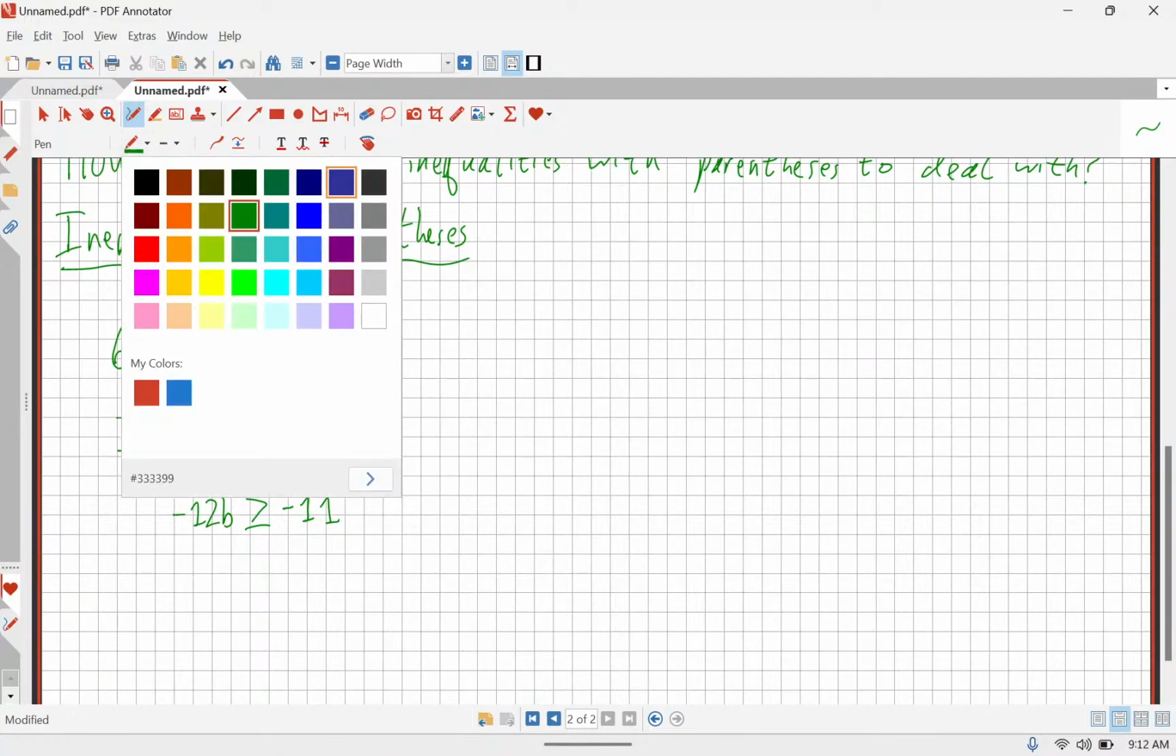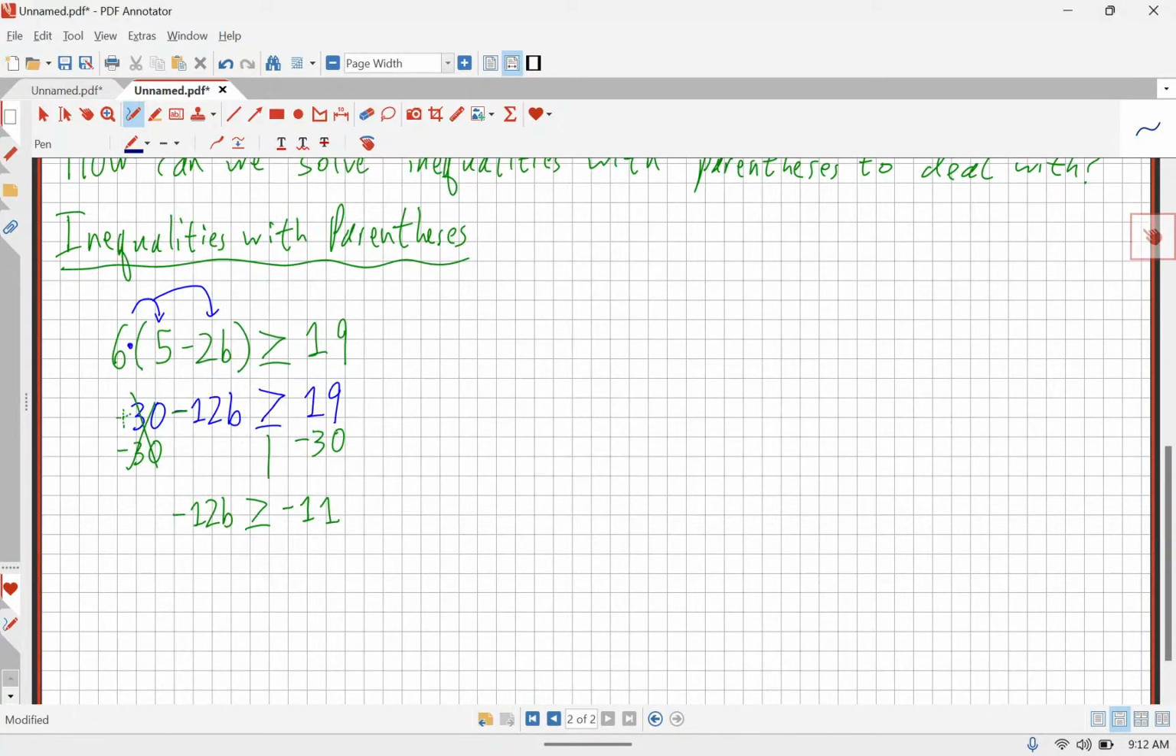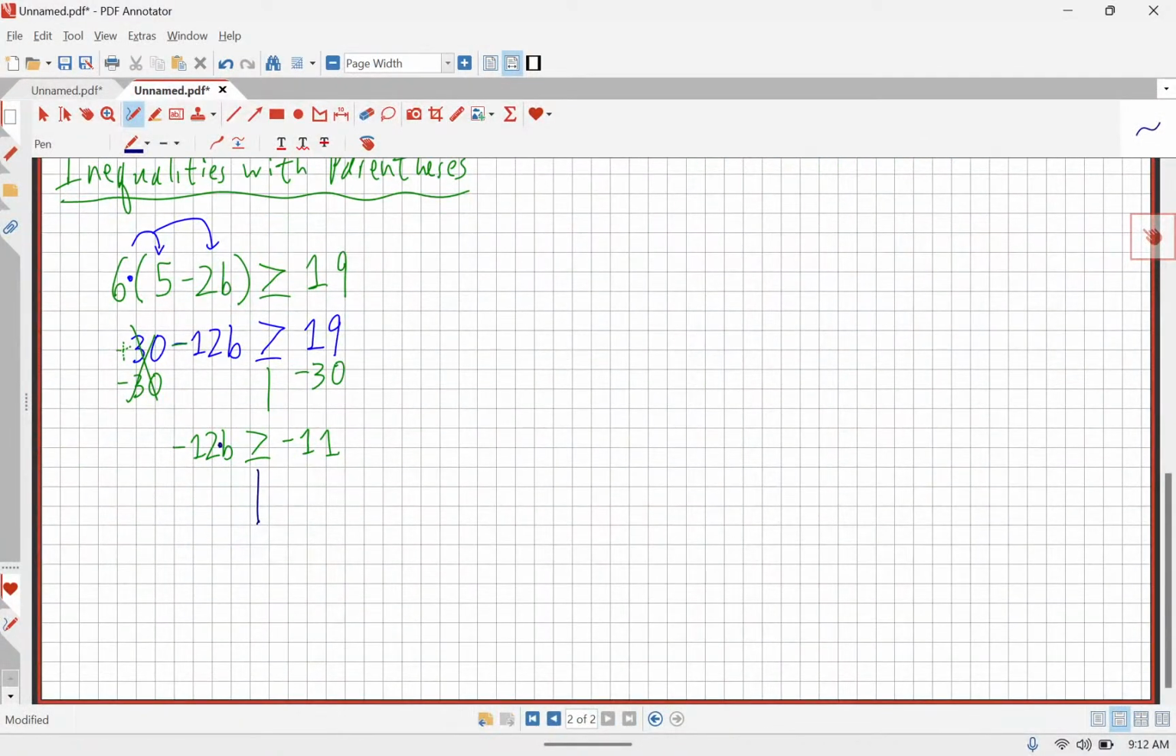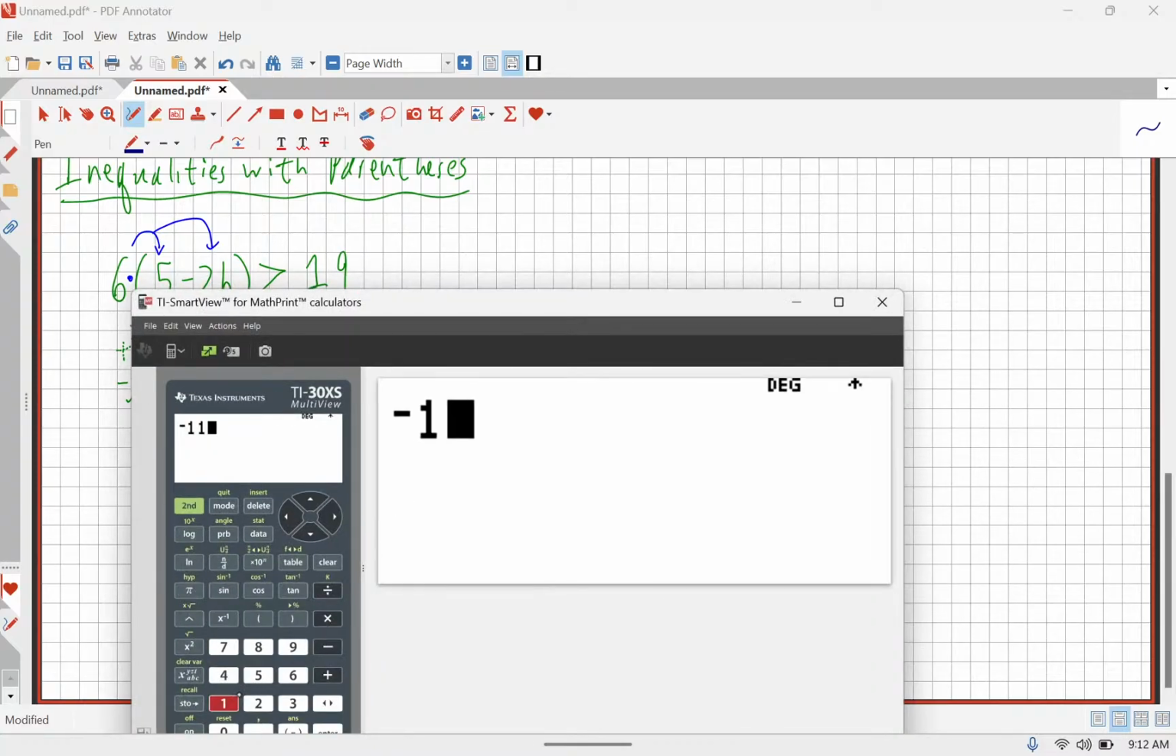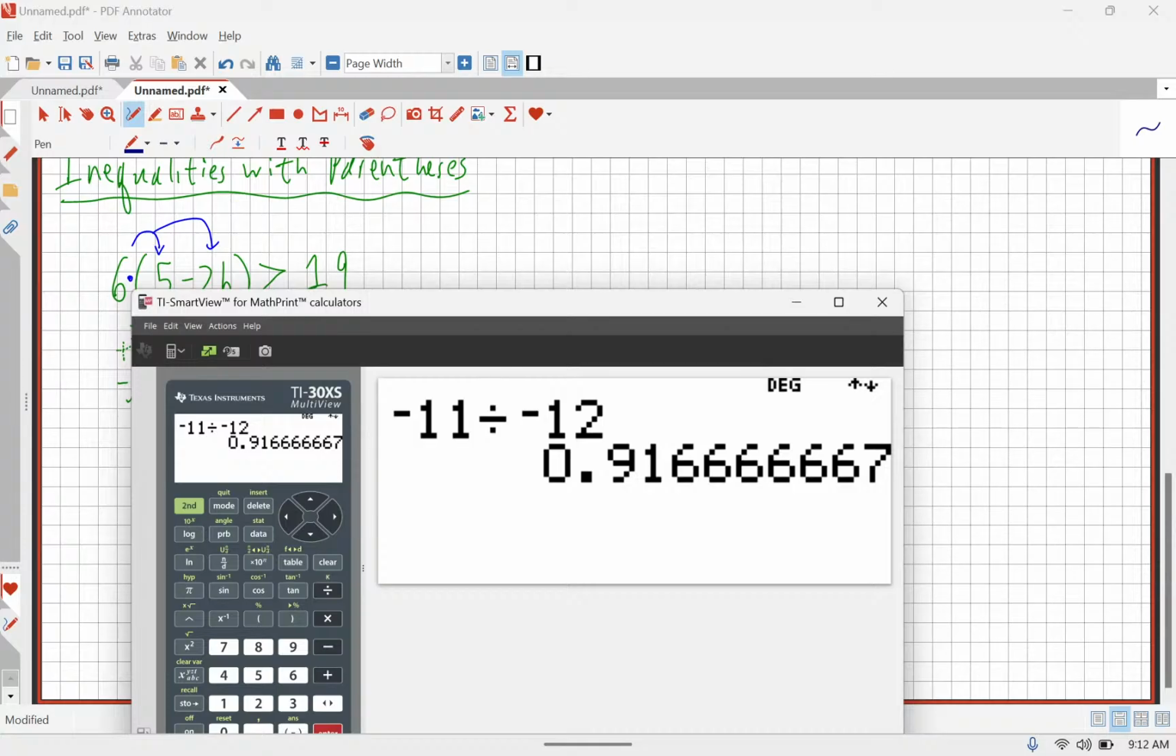How am I going to get rid of that negative 12 that's stuck to my b there, crew? I'm glad we're talking. Remember, there's no symbol, there's a secret multiply, right? So what's the opposite of that? So I'm going to divide both sides by negative 12. And if ever there was a time for a calculator, it was now. That's negative 11 divided by negative 12, and that looks like 0.916 repeating.